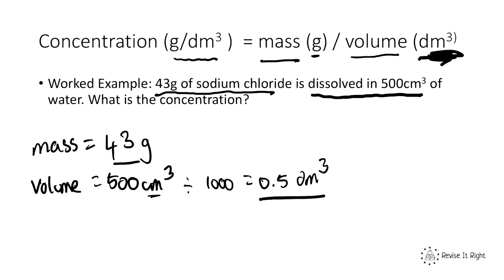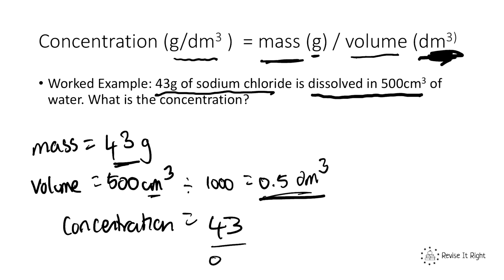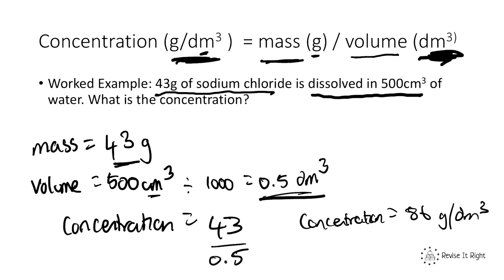Now once we've done that, we can just put it into our equation. Concentration is equal to the mass, which is 43, divided by the volume, which is 0.5. Therefore our concentration is equal to 86. Don't forget the units: grams per decimeters cubed.